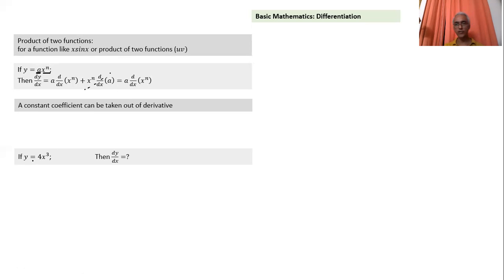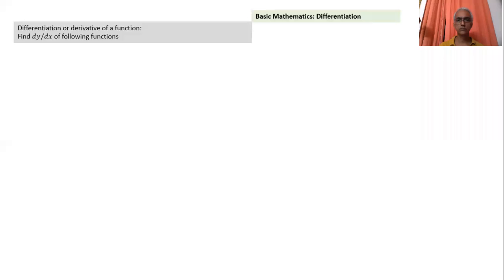Something like this: if y is given as 4x cubed, what is its derivative? When we find dy by dx, it can be written as d by dx of, substituting the y value, 4x cubed. The constant can be taken out of the derivative. It can be written as 4 into d by dx of x cubed, and the derivative of x cubed is 3x squared. So it will be equal to 4 into 3x squared, which is 12x squared.